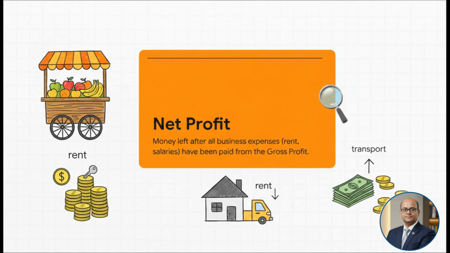Let's go back to our fruit seller. He made a gross profit from selling his fruits, yes? But does he have other expenses? Of course. Maybe he has to pay rent for his handcart. Maybe he pays someone to help him. These are all other expenses. So when we take his gross profit, and from that we subtract all these other expenses, what is left? That is the net profit. That is his real final earning.